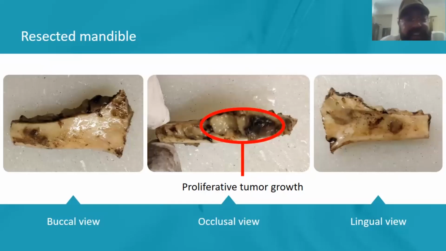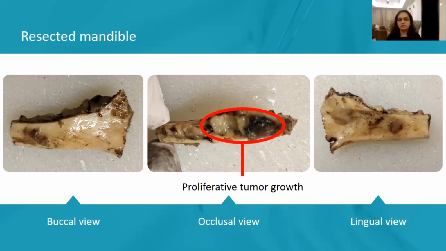So as in these pictures, these are pictures of the specimen of the resected mandible, the residual resected mandible, which we took after the resection. So in this, we can clearly see that there is a proliferative growth over the medullary part of the bone, and it shows that there was a residual disease. And this was a very correct decision on our part that we went ahead and resected the remnant bone.